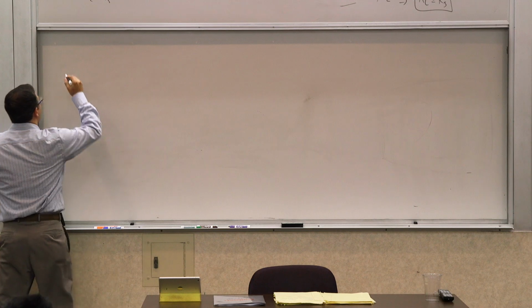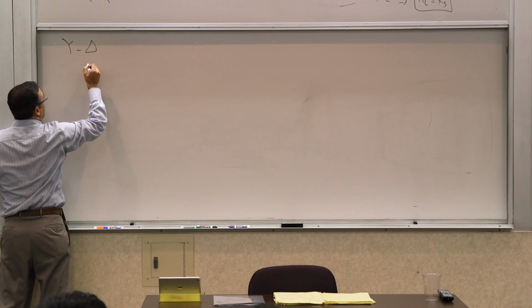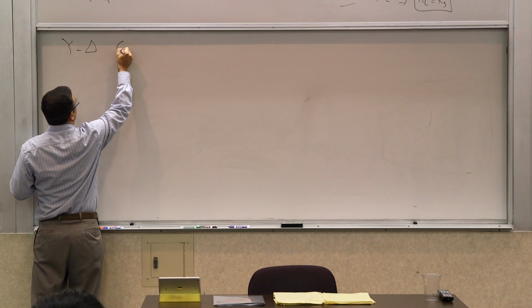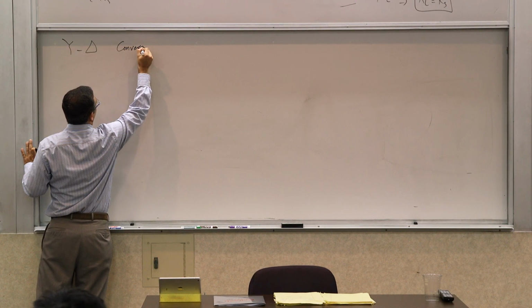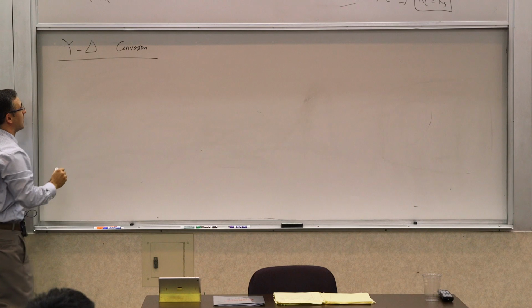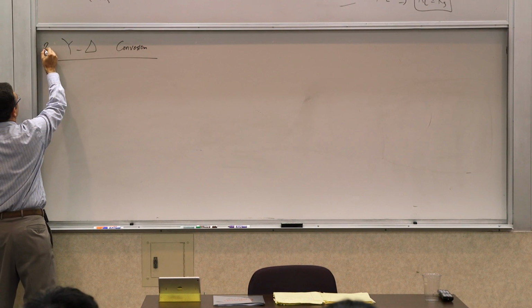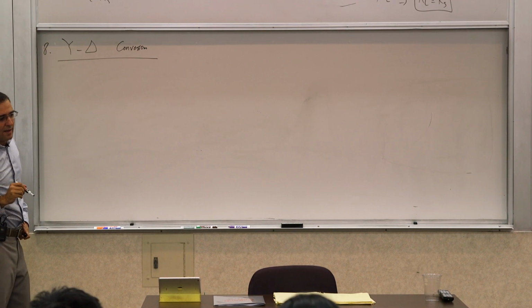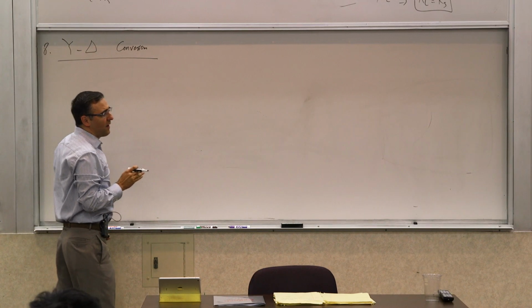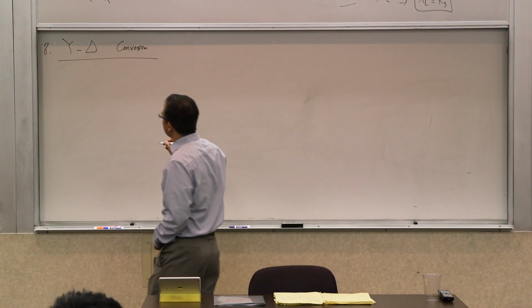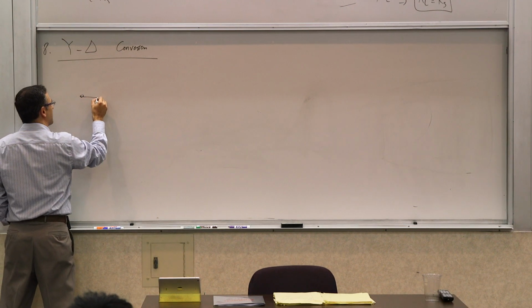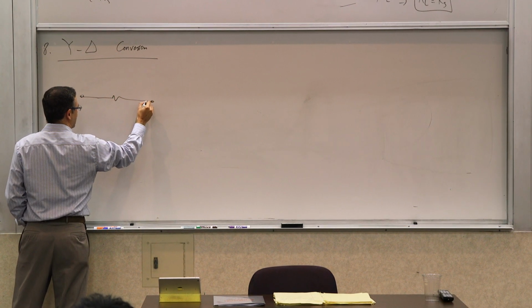It's called the Y-delta conversion, or delta-Y conversion. I can put a number in front of it anyway, it doesn't matter. Which is a special case of mesh-star transformations. So this is something that you'll see and gives people trouble in the beginning when they're doing circuit analysis sometimes.